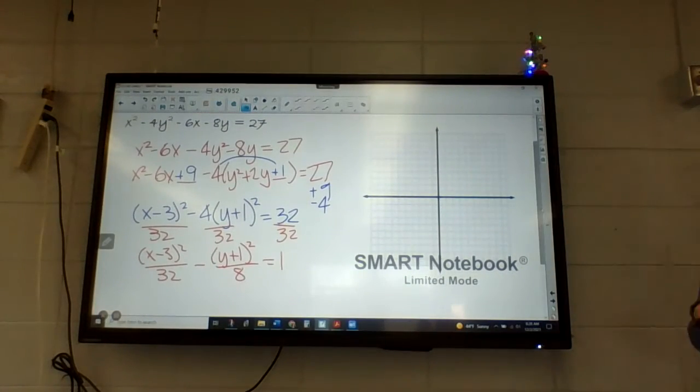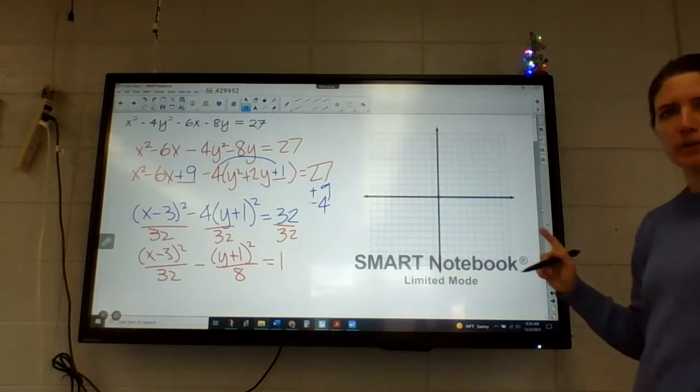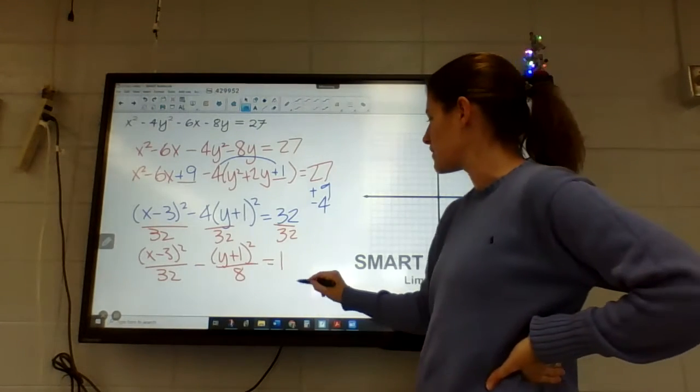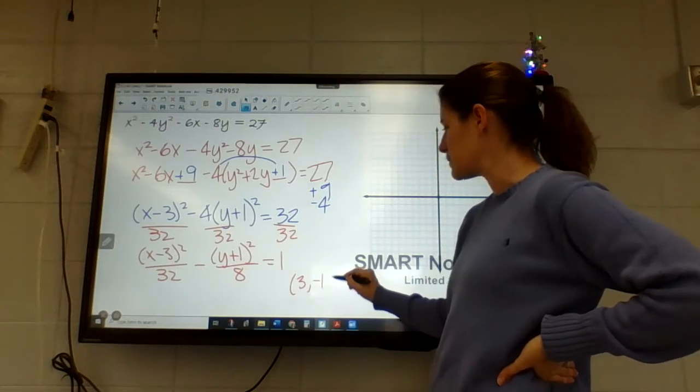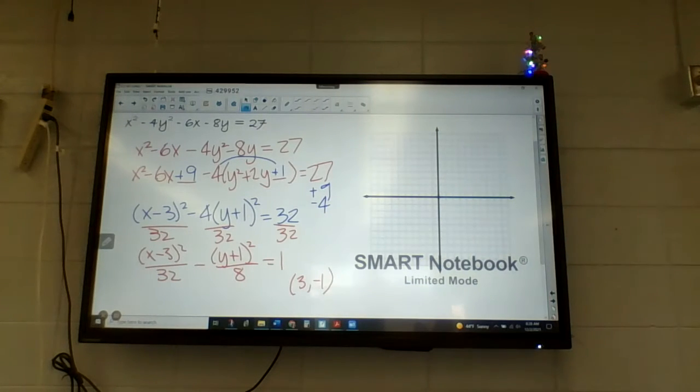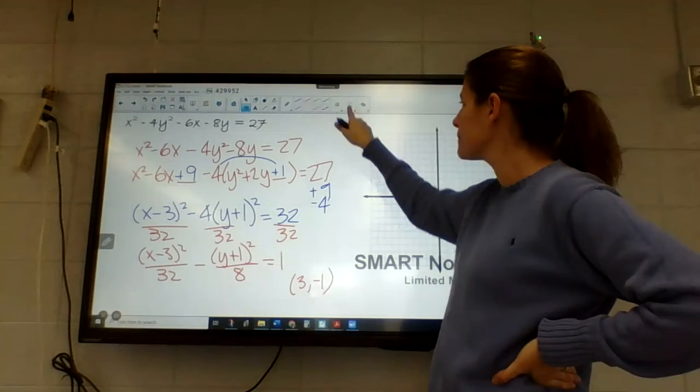So, since the x squared is first, that means it's going to be horizontal, right? And this might require you guys stopping me before I do something wrong, because all this gets mixed up for me as well. So 3, -1, so that's going to be our center.